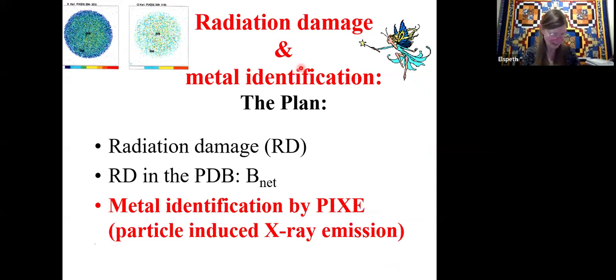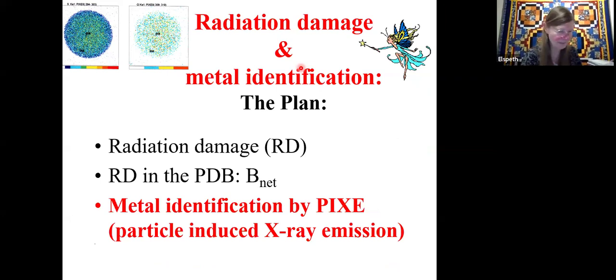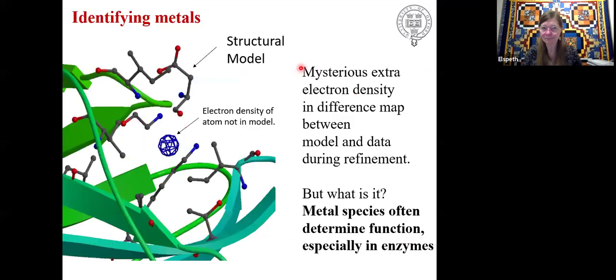Right, so I'm going to spend the last 10 minutes telling you about metals. So now we've got the fact that we have to be slightly suspicious about radiation damage in the Protein Data Bank, but we have a tool we can use, which is Bnet, to actually see how bad it is, and then whether we have to worry about it or not. So now I'm going to tell you about the metals in the Protein Data Bank.